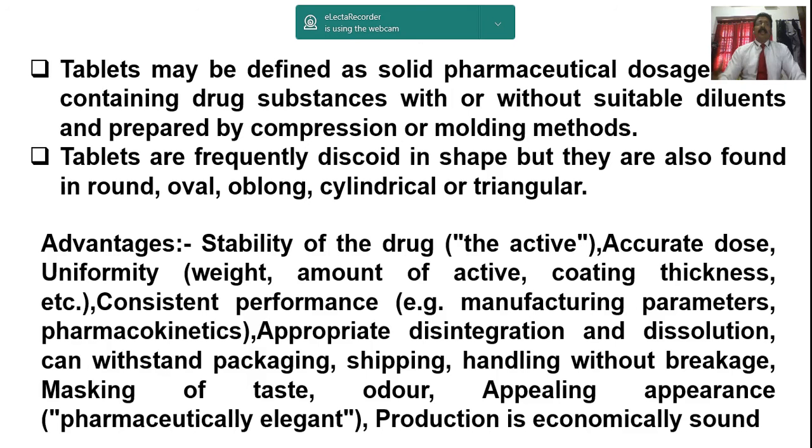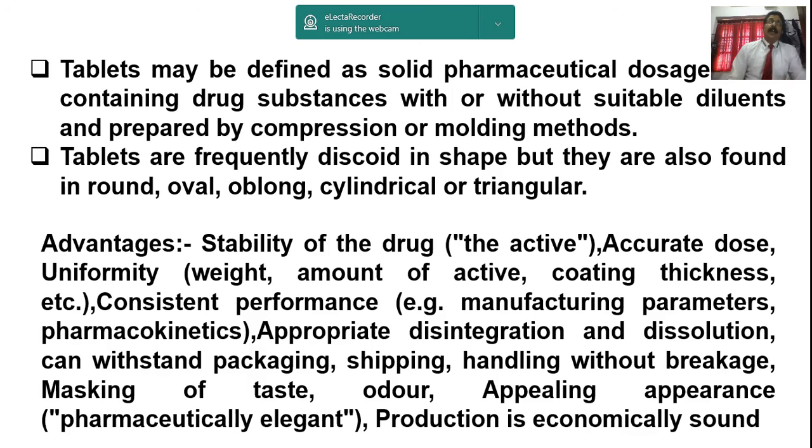Anyhow, I'm not going to spend more time on the definition because we have to go to the next slide. And now you see, tablets are frequently of what shape? You might have seen in the market there are many shapes: discoid, round, triangular, heart shape, oval shape. There are many shapes. You can see that this is a discoid shape. They are found in round, oval, oblong, cylindrical, and triangle shapes. Many shapes of tablets are available.